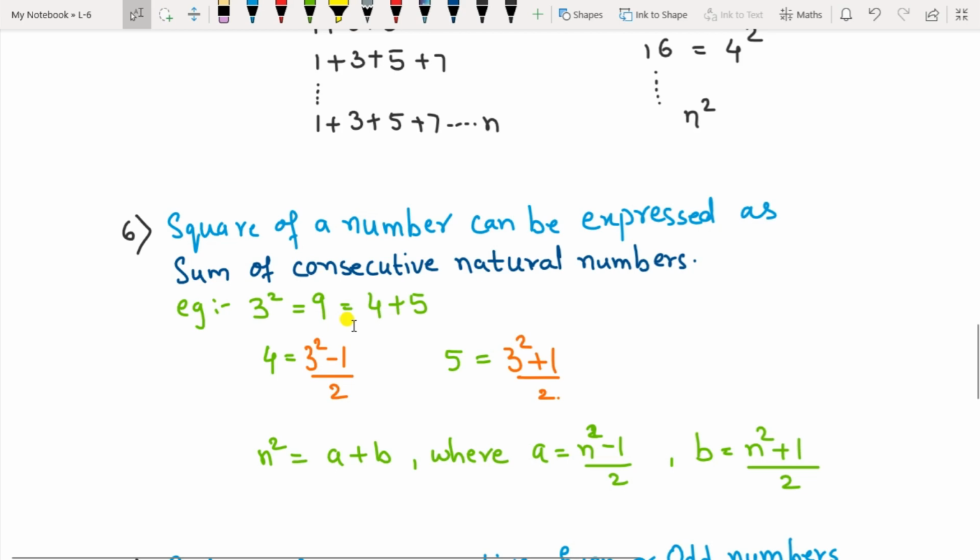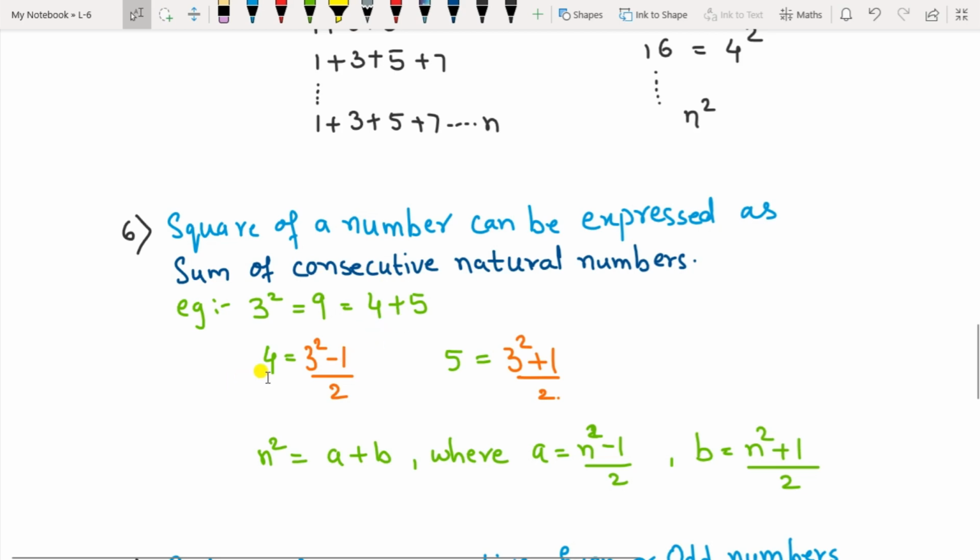But we can add any numbers that count out to be 9. For example, 6 plus 3 also we can do. But we cannot do this 6 plus 3 because these are not consecutive natural numbers. So we have to add those consecutive natural numbers that count to be 9. Consecutive means one after the other.